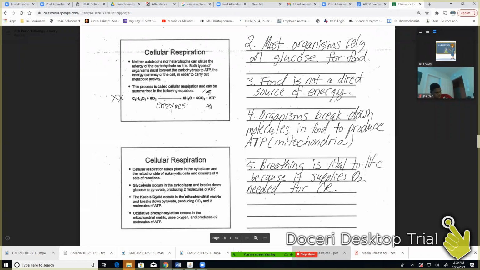36 ATP, and we also have some heat that's given off, just kind of as a byproduct. So cellular respiration takes place in the cytoplasm of the mitochondria and of eukaryotic cells, remember that means cells that have nuclei, and consists of 3 sets of reactions. One is glycolysis. Number 2 is your Krebs cycle. And number 3 is your oxidative phosphorylation.